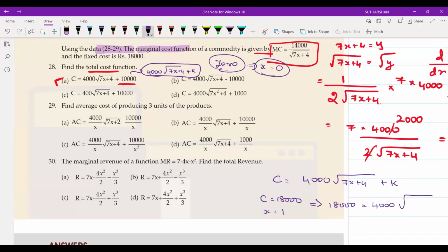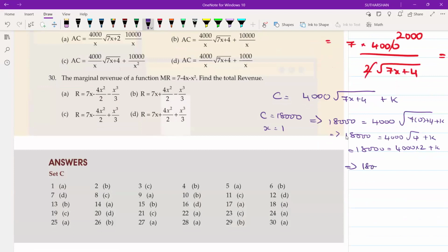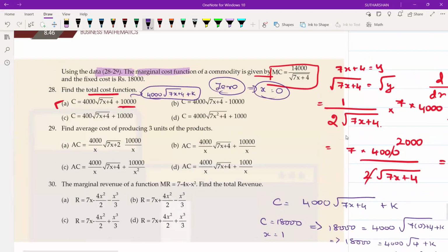Here what you will do: root of 7 into 0 plus 4 plus k. It will become 18,000 equal to 4,000 into root 4 plus k. What is the root 4 value? 2. So 4,000 into 2 plus k. So it will become 8,000. Yes, sir. So 18,000 minus 8,000 equal to k. So k is equal to 10,000. Positive 10,000. That's how we need to find out. Are you able to understand?